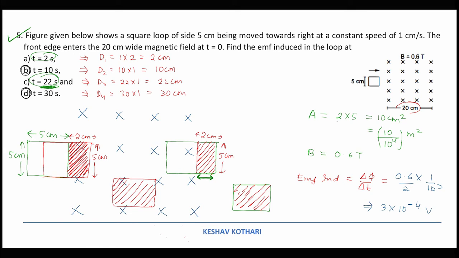So the value of EMF induced at t equal to 2 second is 3 into 10 to the power minus 4 volt, and at t equal to 22 second is also 3 into 10 to the power minus 4 volt, and at B and D, that is 10 second and 30 second, there is no EMF induced. So let us move to the next problem.